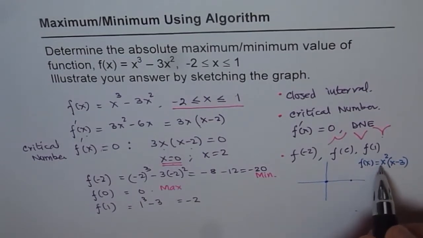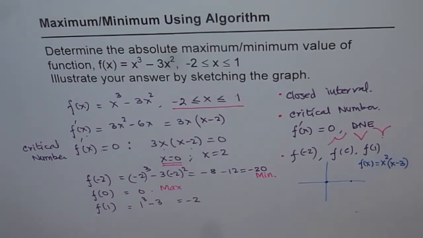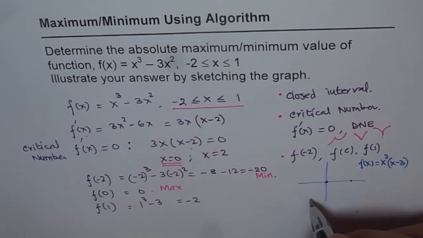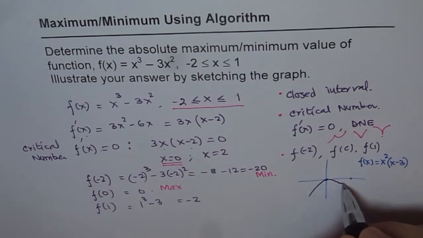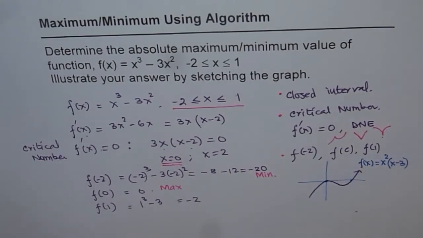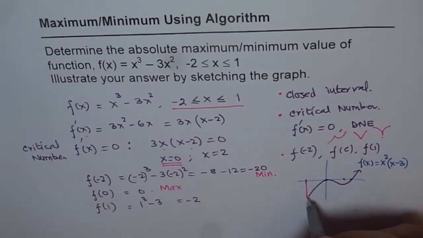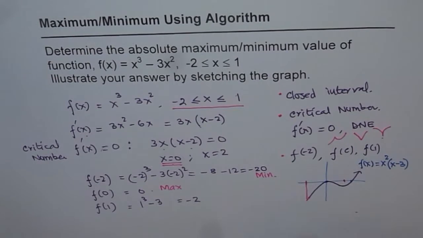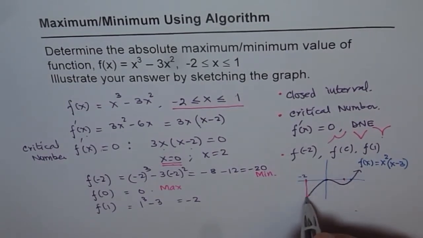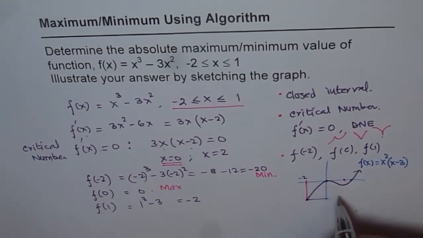Now the function has a positive leading coefficient, so you can sketch it. It is degree 3, so it will go from here and right there. You can go like this, correct? So that is your function. Okay, so minus 20 is at minus 2. So we will have this. Let us say this is minus 2, and this point here is minus 20 for us, correct?